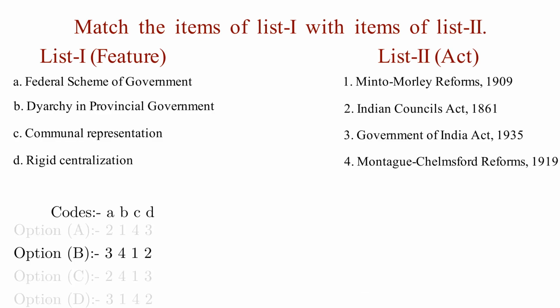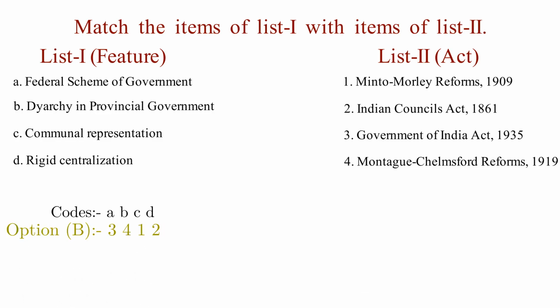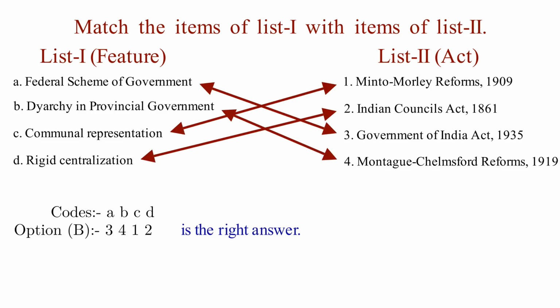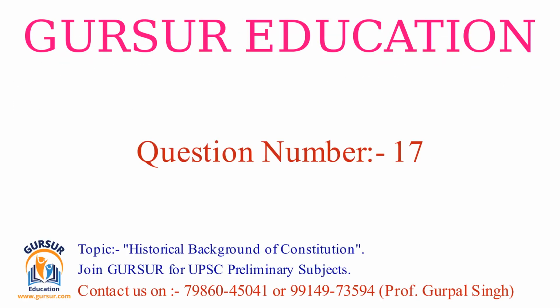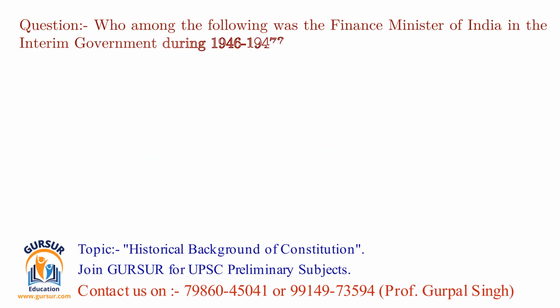So the right answer of this question is option B, and that is 3, 4, 1 and 2. And its combinations will be something like this. So now we move next. The question number 17 is, who among the following was the finance minister of India in the interim government during 1946 to 1947?